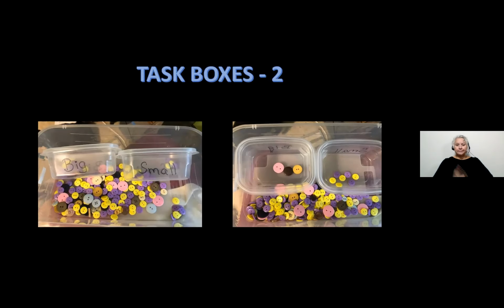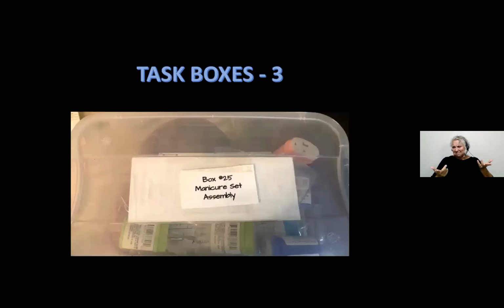A pack of buttons at the Dollar Tree costs $1. The 3-pack of smaller containers costs $1, and then the shoebox costs $1. So $1, $2, $3 for my task box. And you can utilize lots of other things. I have some that are different size pom-poms, some that are coins and stuff like that. So you can do different materials.